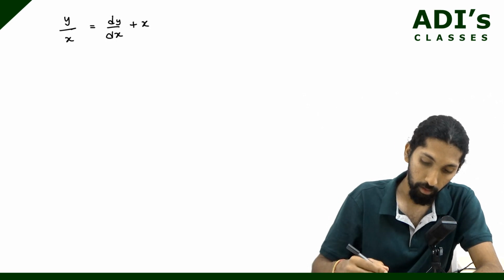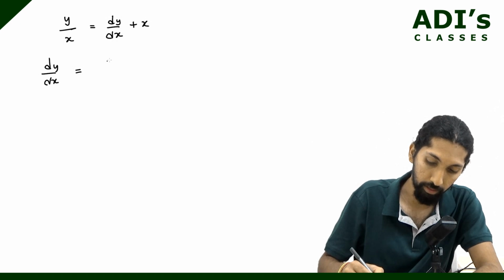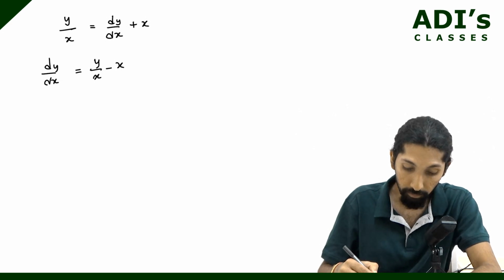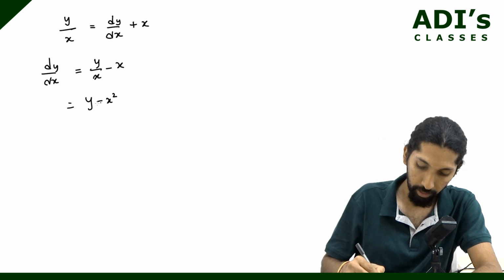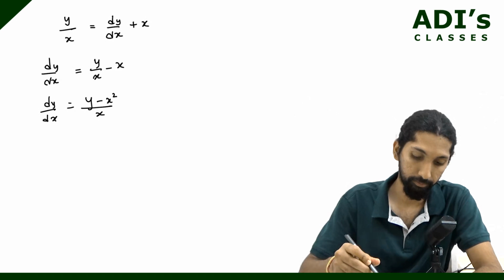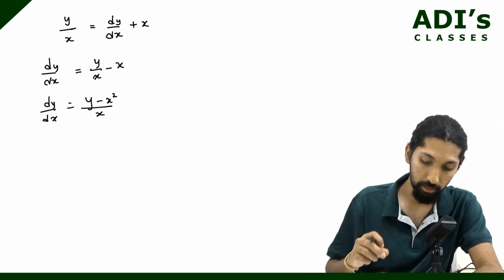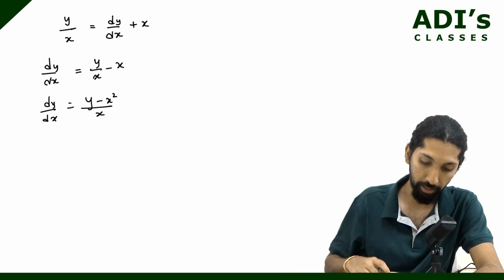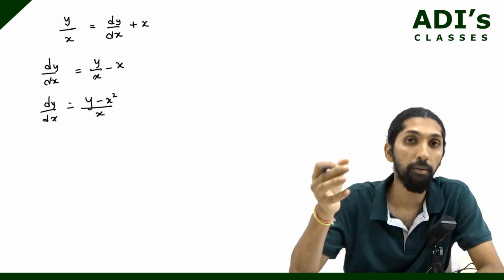Now dy by dx can be written as y by x minus x, correct? Now in this case, what will you get? y minus x square divided by x. This is basically dy by dx. Make sense? See, if you look at dy by dx, what we try to do is simplify this one.